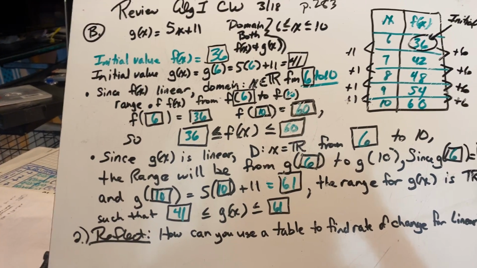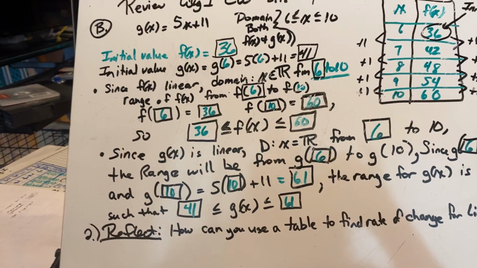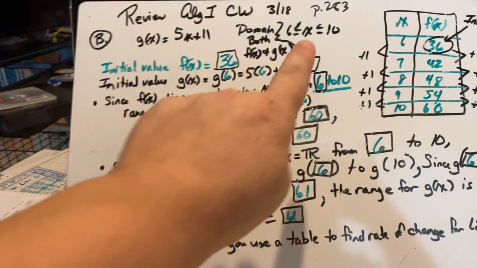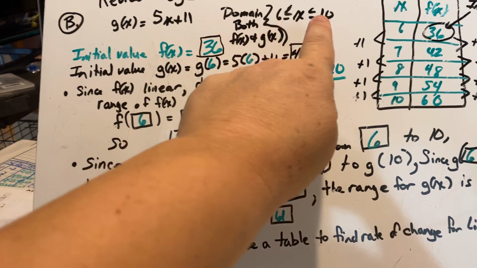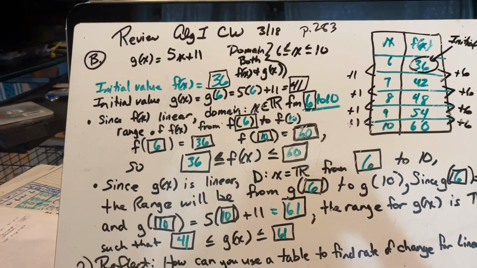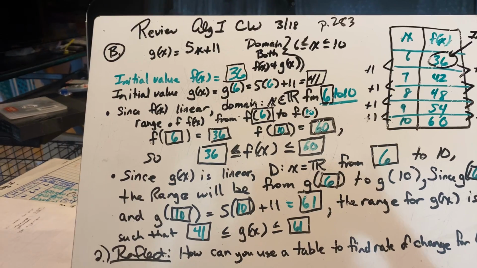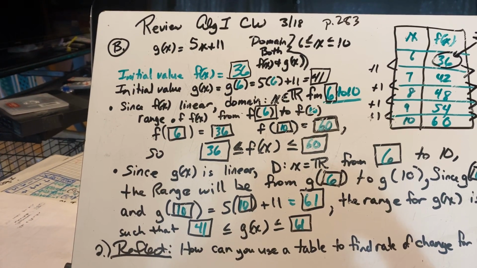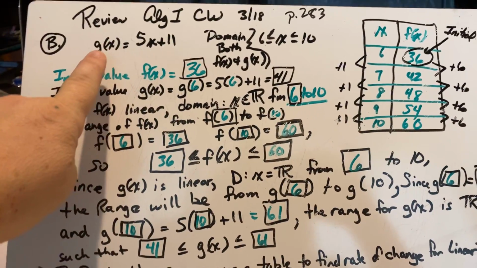So we're given g of x is 5x plus 11, and we're given that the domain of both the f of x and g of x functions is that x is allowed to go between 6 and 10, including the endpoints. Again, x is greater than or equal to 6, but less than or equal to 10. So the first question is, what's the initial value of f of x? Now, f of x is always going to be the chart. G of x is always going to be the equation.